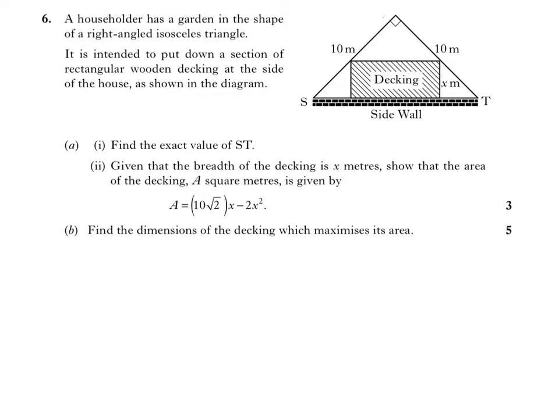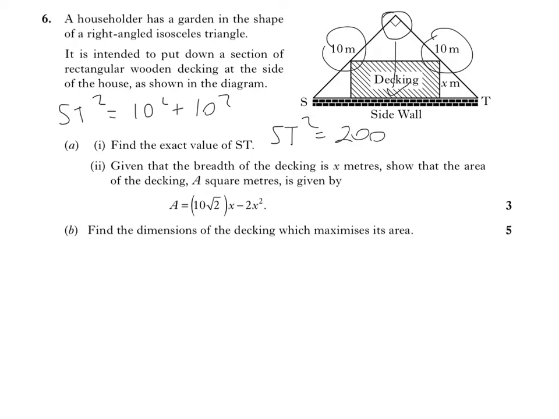What we can also see is that this is a right-angled triangle, and ST represents the hypotenuse. It's an isosceles triangle where that's 10 and that's 10. Well, I can use a bit of Pythagoras, and ST squared will be equal to, well, it's the hypotenuse, so remember for Pythagoras, the square of the hypotenuse is equal to the sum of the squares of the other two sides. So ST squared equals 10 squared plus 10 squared. That means that ST squared is equal to 100 plus 100, that's 200.